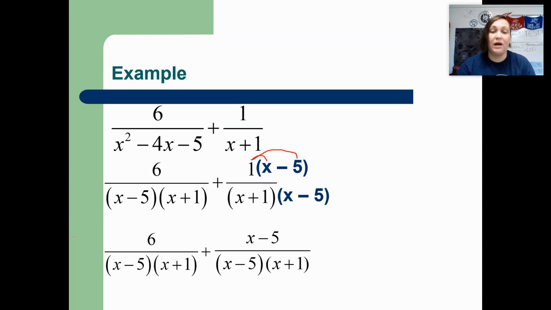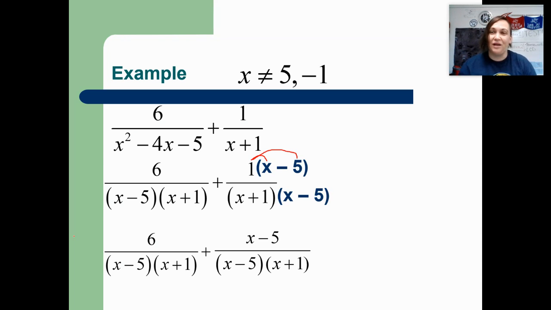Now that I've created my common denominator, I can go ahead and write my restrictions. Since there are 2 parentheses in my denominator, I should get 2 restrictions. One of them is positive 5, the other one is negative 1. So x cannot equal positive 5 and x cannot equal negative 1.